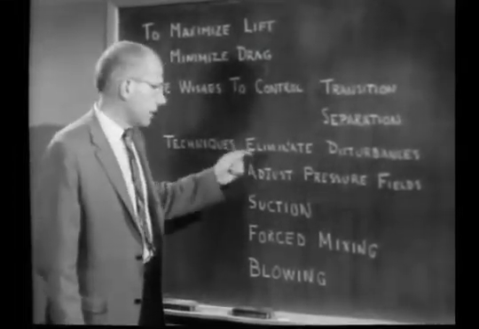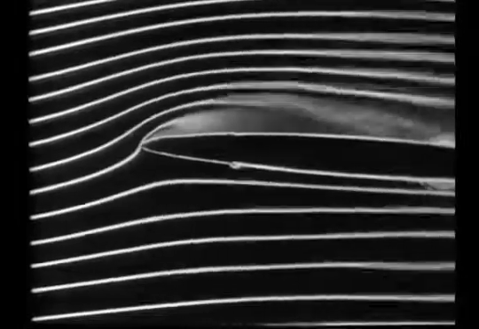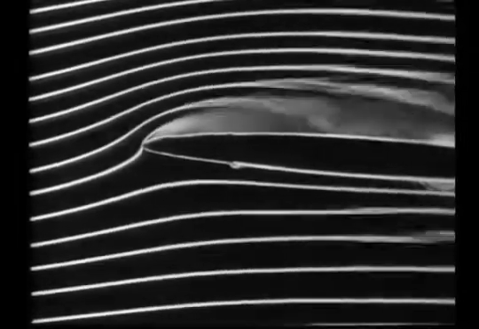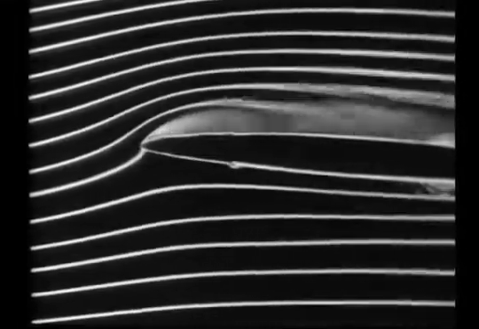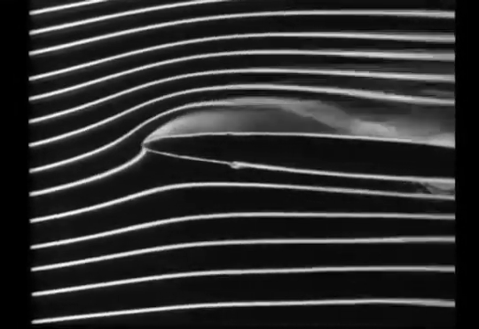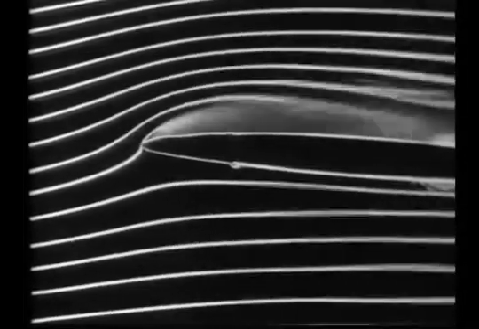As an example of adjusting the pressure field, here is a laminar separation at the leading edge of a thin profile. Separations like this can frequently be avoided by a change of geometry, such as the deflection of a nose flap.